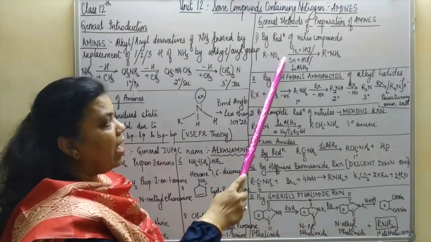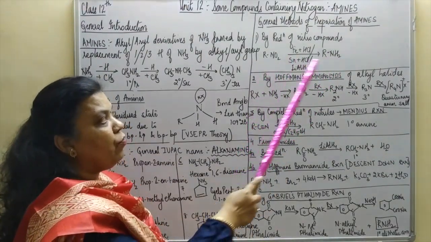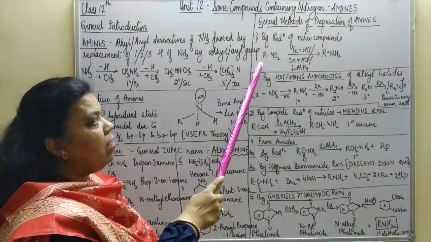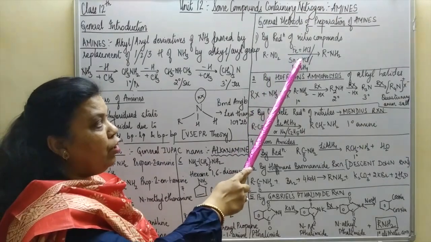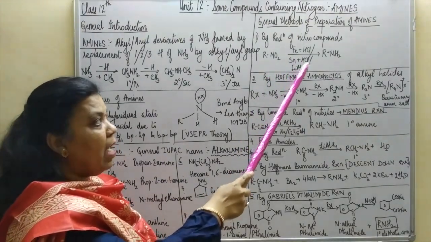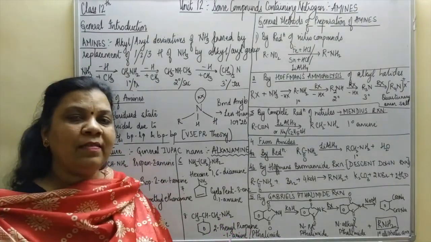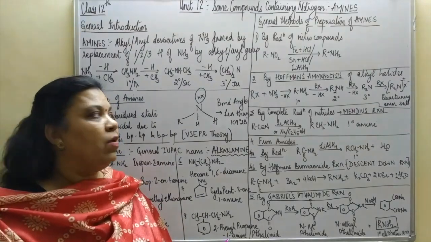That will reduce the nitro group into the amino group. So by reduction of nitro compounds, we can prepare amino compounds. In the same manner, if you take aromatic, that means nitrobenzene over here, and you reduce it by using lithium aluminium hydride, you can convert it to aniline. Aniline is NH2 group directly attached to the carbon of the benzene ring.